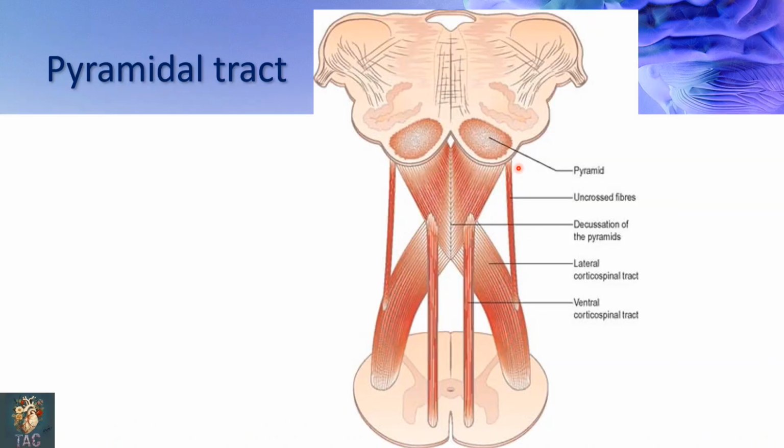This is the pyramidal tract. We can see these are the pyramids which are present. Almost 75 to 90% of fibers cross to the opposite side in the decussation and they descend as the lateral corticospinal tract. The remaining 10% of fibers do not cross, and either they descend as the anterior corticospinal tract, and some of these fibers also descend along with the lateral corticospinal tract. So this is the pyramidal tract.